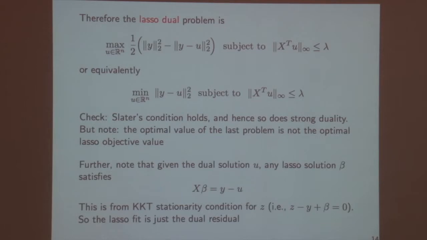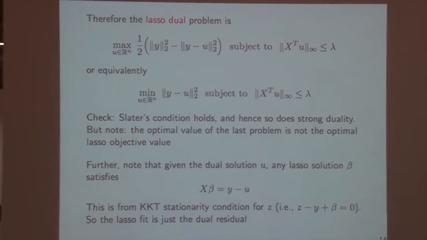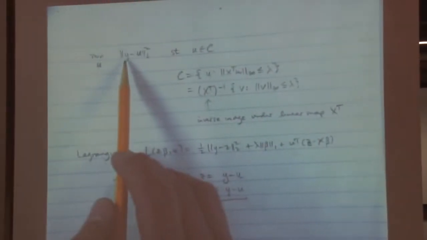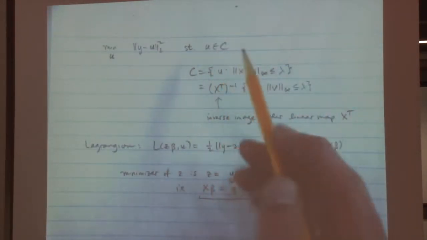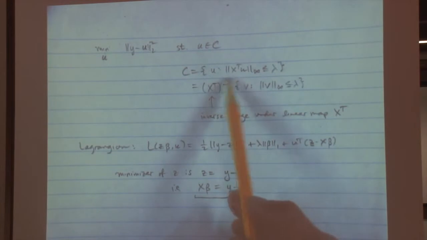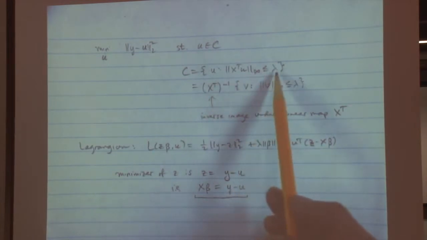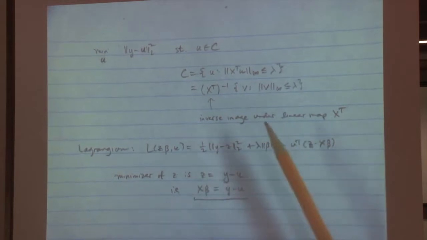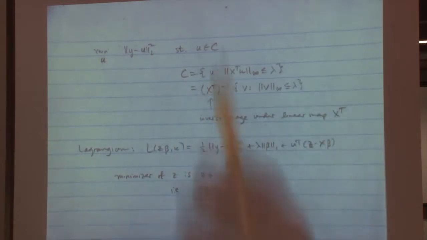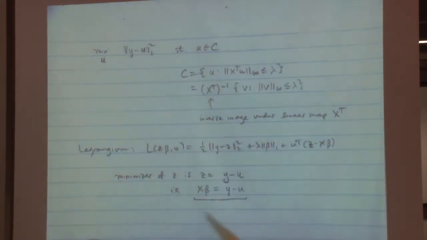Let's take a look at the dual problem here. I've just rewritten it as minimize norm of y minus u squared, subject to u being in some set C, and C is the set of all u for which the infinity norm of x transpose u is less than or equal to lambda. Just rewritten it, nothing fancy there. Forget about this next line for now. What is the solution to this problem?